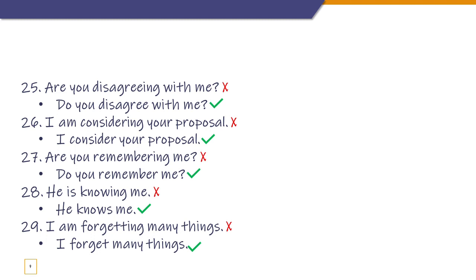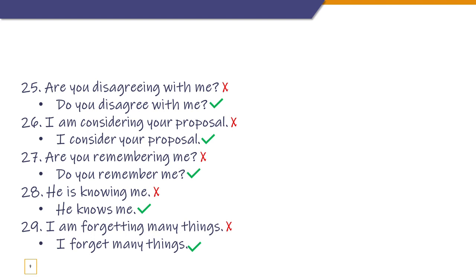Next one, I'm considering your proposal. Even though it sounds grammatically correct, you can't use it because consider is a stative verb and that has to be used in simple present. So you should say, I consider your proposal. Next one, are you remembering me? This sentence is almost similar to recognizing, right? So remember, recognize, recall, etc. You can't use it in present continuous. So what do you say? Do you remember me? Or can you remember me?